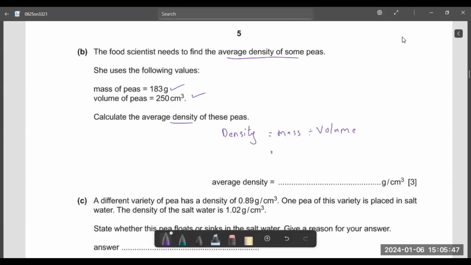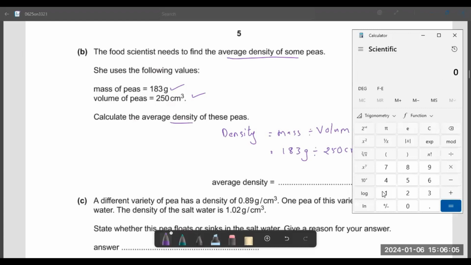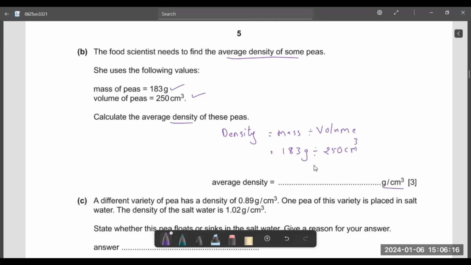Here mass is given as 183 gram. Volume is 250 centimeter cube. So the unit will be gram per centimeter cube. We'll find what is 183 by 250. That is 0.73. So the answer is 0.73 gram per centimeter cube.